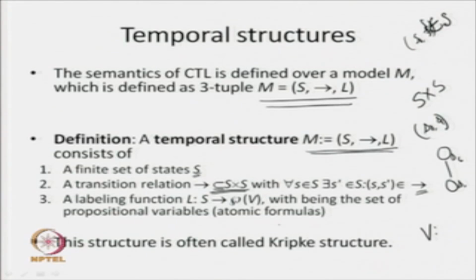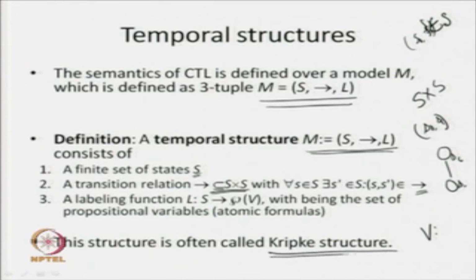So, what does this labeling function say? It says that this particular atomic proposition is true in this particular state. Since these are atomic propositions, we know their truth values: either they will be true or they will be false. So, if a particular atomic proposition is true in a particular state, we label that state with that atomic proposition. And this structure is often called a Kripke structure.